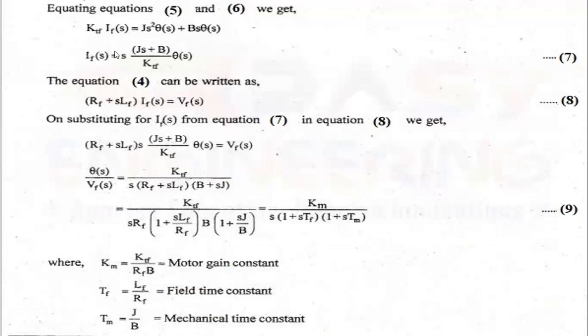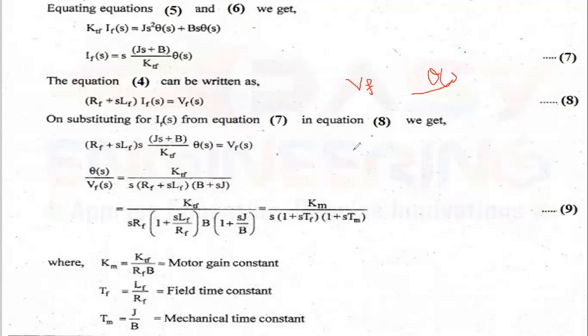Now substitute this IF of S in the fourth equation, then you will get the formula theta of S divided by V of S. Why? Because in this problem the input is the field voltage, and the output is the angular displacement theta. So the transfer function requires theta of S divided by Vf of S. So we will get KTF divided by S into RF plus SLF.